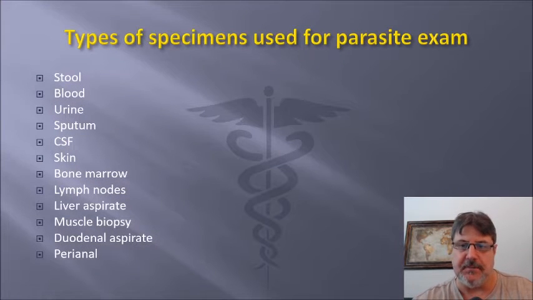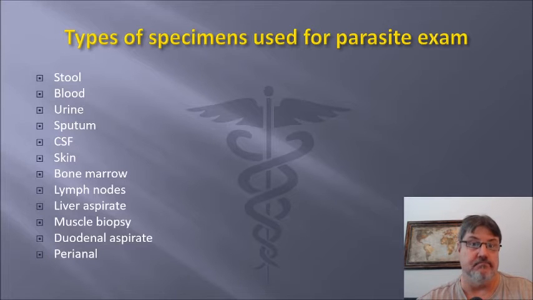Types of specimens used for parasite exam, and they can be just about anything, but some of the more common ones would be stool, blood, urine, sputum, for example, lung flukes would be a good example, Paragonimus. CSF, some of our free-living amoeba we can find in the CSF. Skin, bone marrow, lymph nodes, liver aspirate, muscle biopsy. Trichinella spiralis can be found in a muscle biopsy. Duodenal aspirates, Giardia and other parasites can be found in that. From the perianal folds, pinworms, for example.